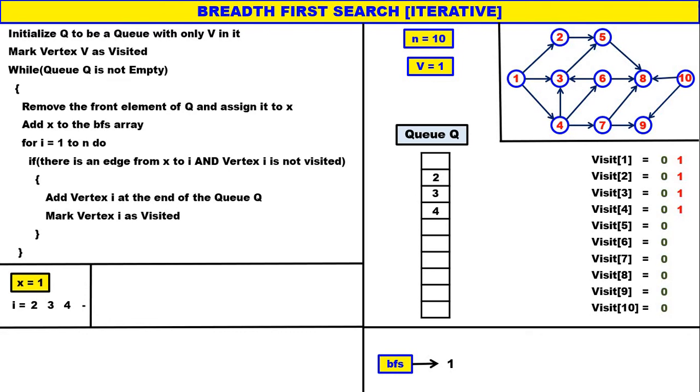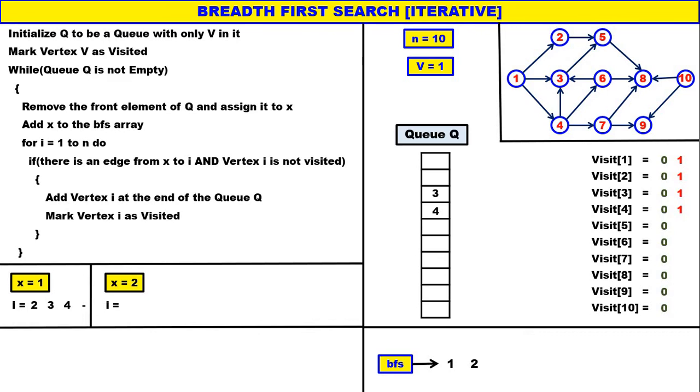Check whether the queue is empty. No, the queue is not empty. Therefore, remove the front element of the queue and assign it to x. Remove 2 and assign it to x. So x will become 2 and 2 should be added to BFS also. Very good. Now, what are the nodes that are adjacent to 2? 5 is there.